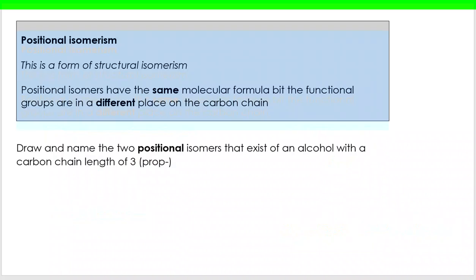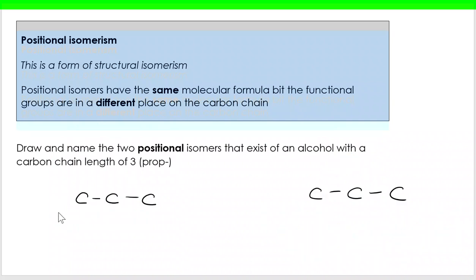So we're going to take a look at positional isomerism. Remember, structural isomerism, same molecular formula, but a different structural formula. When we break these down into the more specific definitions, we're saying what the difference in structural formula will be. So here, it's the same molecular formula, but the functional group is in a different position on the carbon chain. You'll be familiar from GCSE with alcohols, and that's an OH group. What different isomers of alcohol could we make with a carbon chain length of 3?